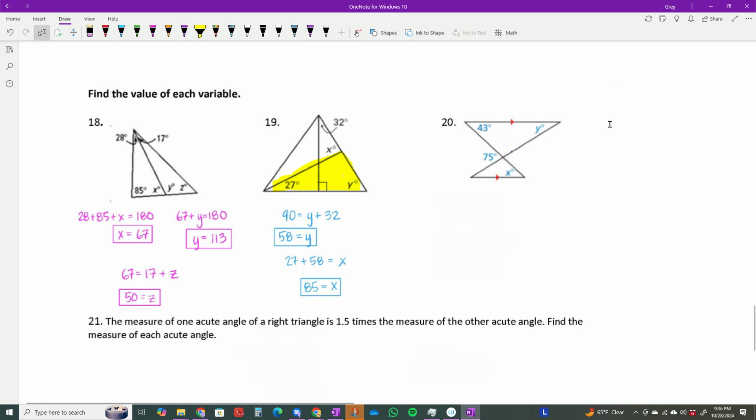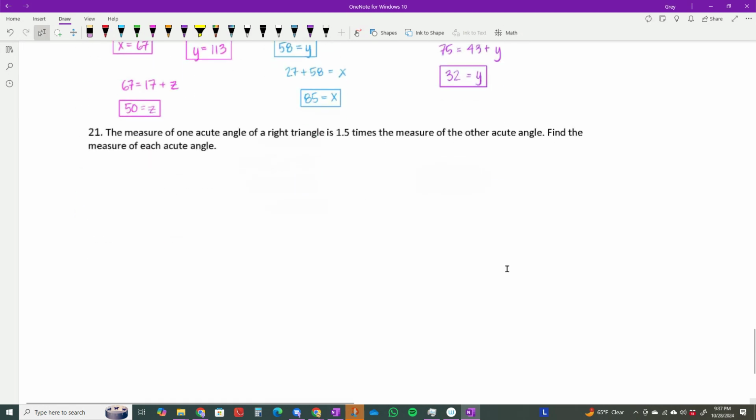Number 20. All right, if I'm told this is 75, then our linear pair means this angle right here is 105. And what else do we have? We know that, what is x, y'all? If this line is parallel to that line, then x is an alternate interior angle with 43. So I know that x has to equal 43. And then I'm going to use my exterior angle theorem of 75 equals 43 plus y. That's the exterior angle equals the sum of the two remote interior angles. And so that means that y is equal to 32.